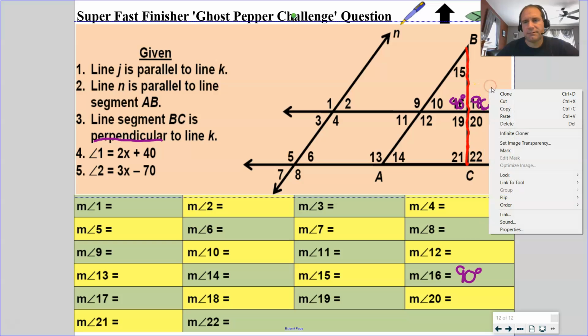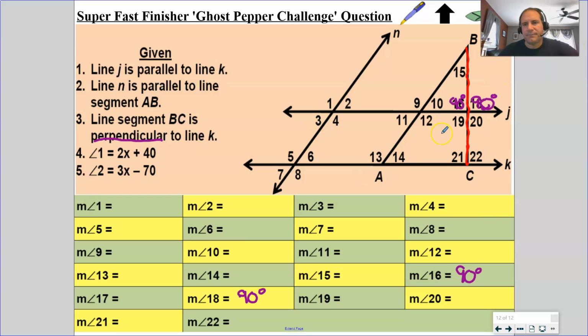90 degrees. 19 and 20, 90 degrees each. 19, 20, 21, and 22, 90 degrees each. All right, do we have any other 90-degree angles? No, we don't.